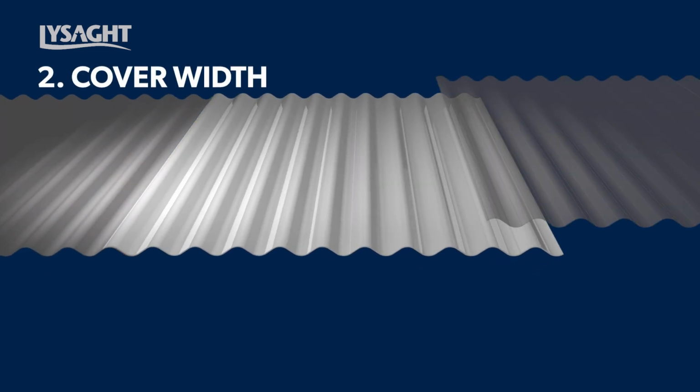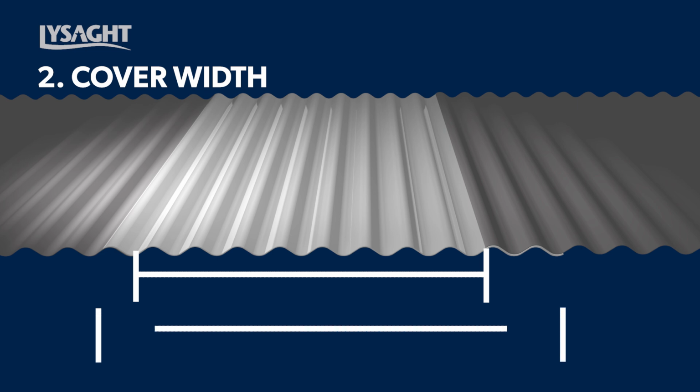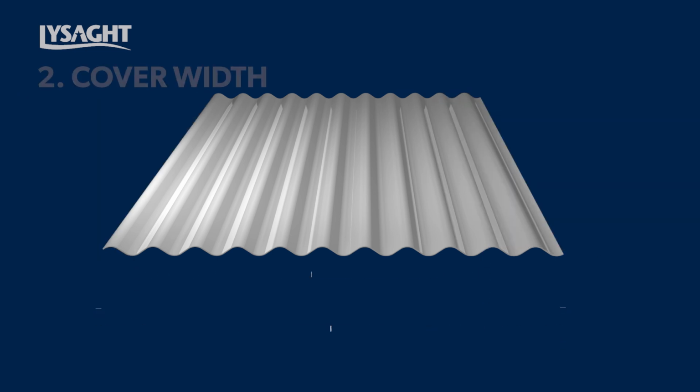Next is cover width. This is the effective width of the roof sheet when installed, accounting for the recommended overlap between one sheet and the next. It is this measurement that gives us the coverage area of each individual sheet on the roof or wall. The cover width is less than the sheet width due to the overlapping sections needed for proper installation and weatherproofing.